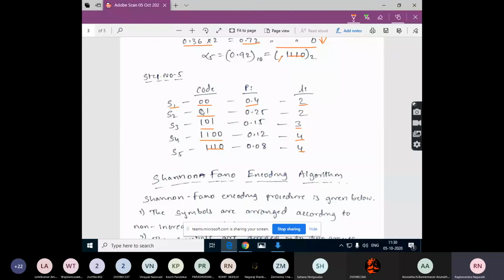So is there any code word present as a prefix of any other code word? No, sir. So it is an instantaneous code which satisfies the Kraft inequality and also the prefix property. Okay.